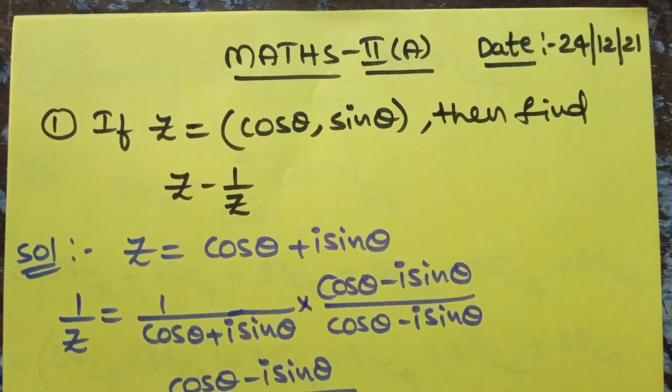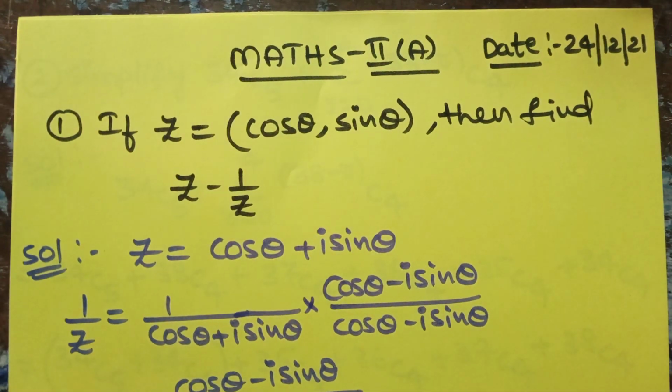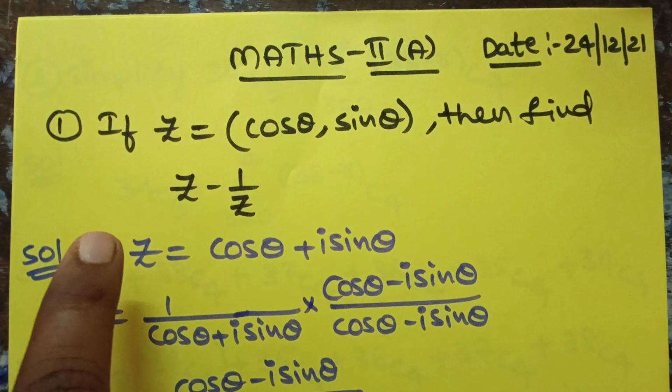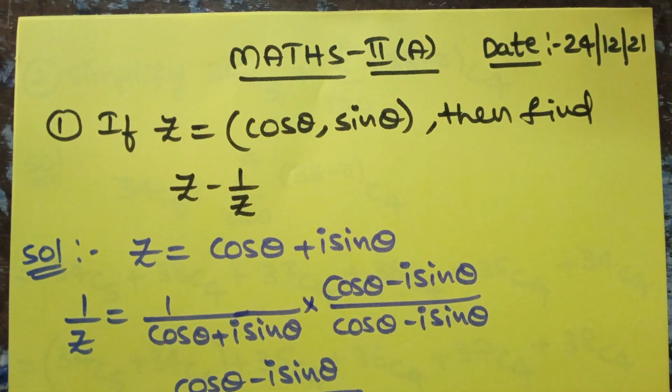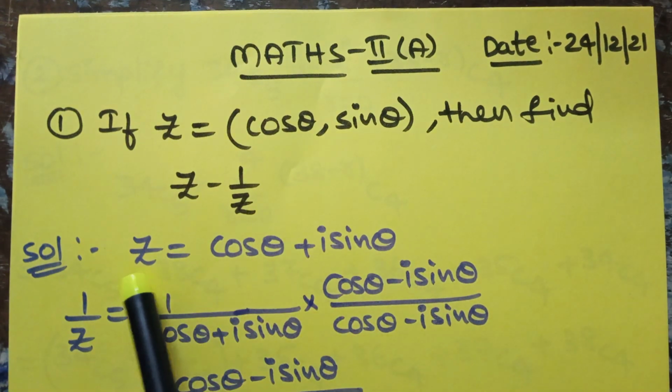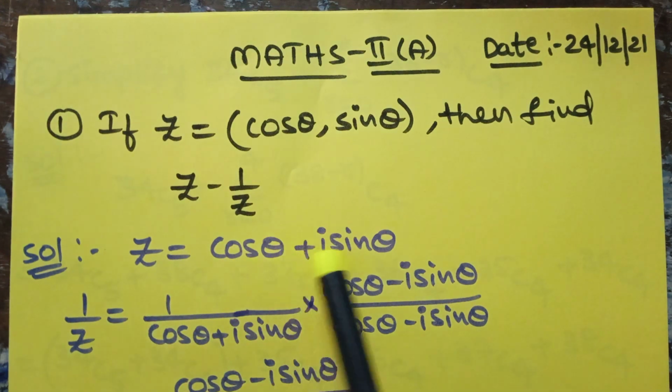Children, we are discussing Maths 2A complex numbers. First problem: if z = cos theta + i sin theta, then find z minus 1 by z. So what is z? z is equal to cos theta plus i sin theta.